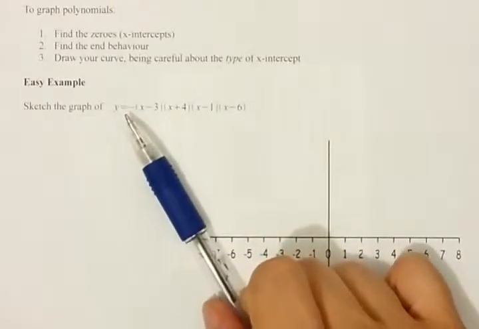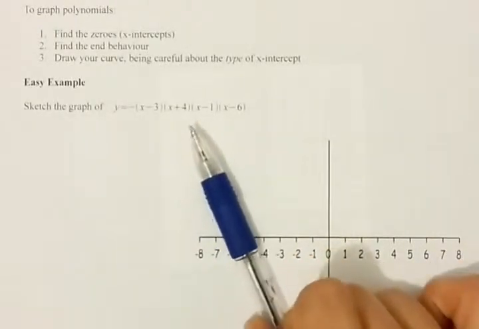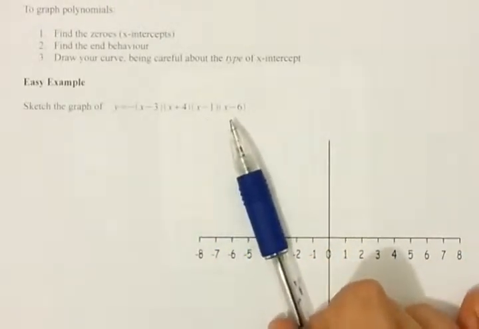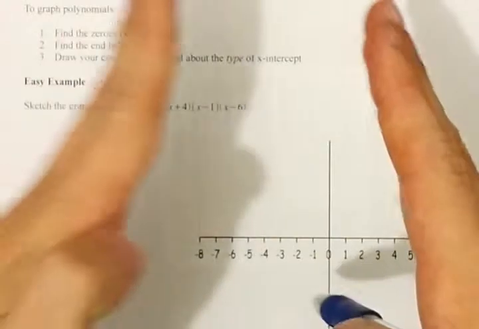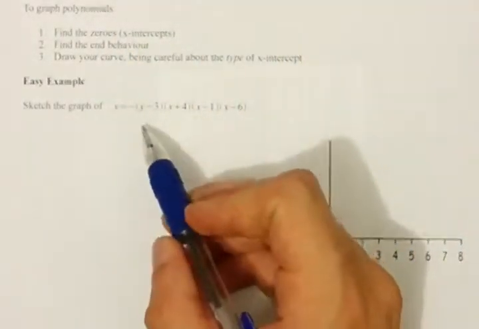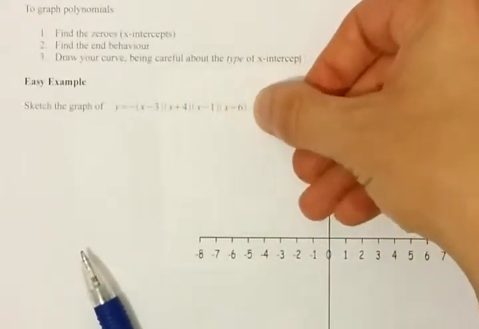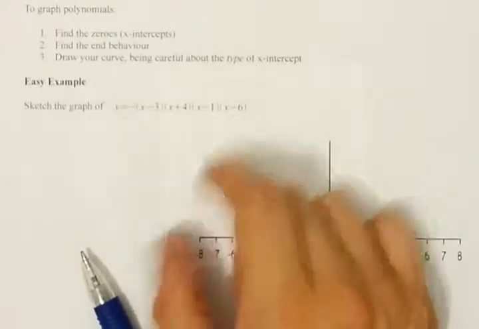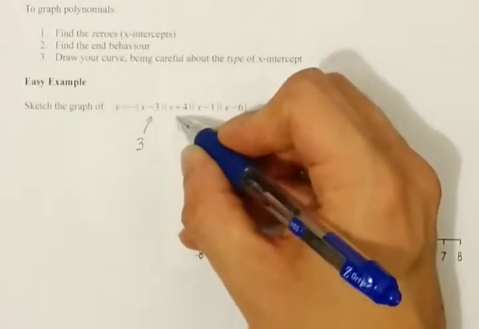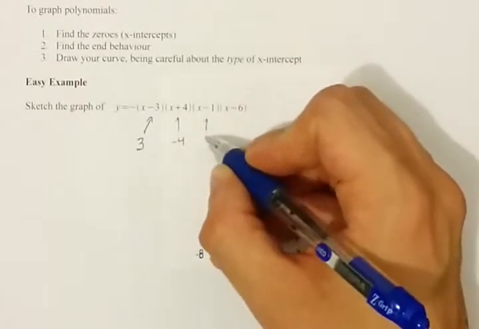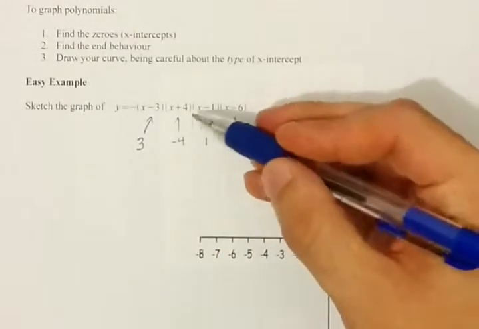Here, I have y equals negative, and then I have a term x minus 3, and then a term x plus 4, and then x minus 1, and then x minus 6. Now, this is already in factored form because it's like bracket, bracket, bracket, bracket. It looks like a factored parabola, but because the degree is higher than 2, there's actually more than 2 of these brackets. The x-intercepts themselves are at positive 3, negative 4, positive 1, and positive 6.